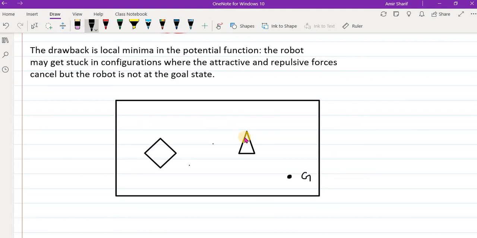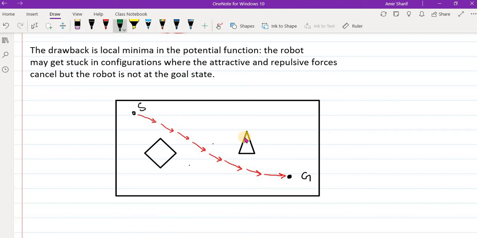This is your goal and this is your start point here, and you represent this C space like this, so that your robot is always attracted toward the goal, and it's being repelled by the obstacles. So you model it like a force, attractive and repulsive forces acting upon the robot.